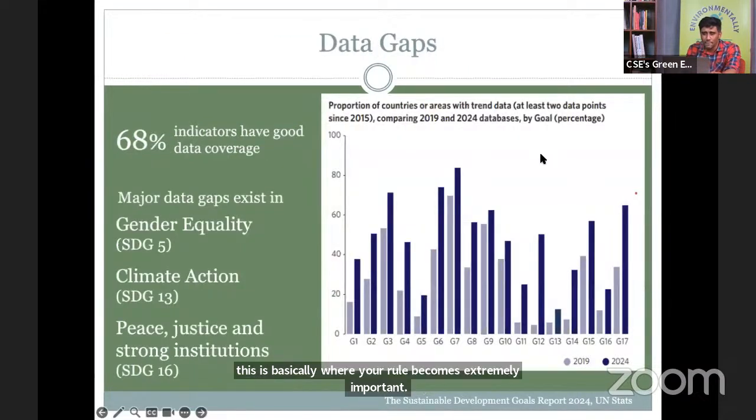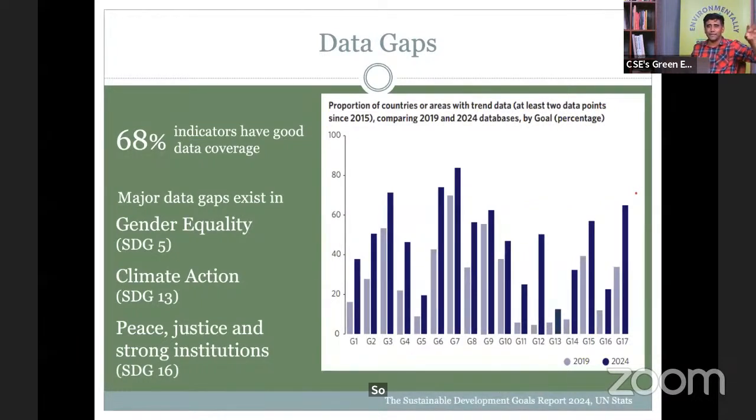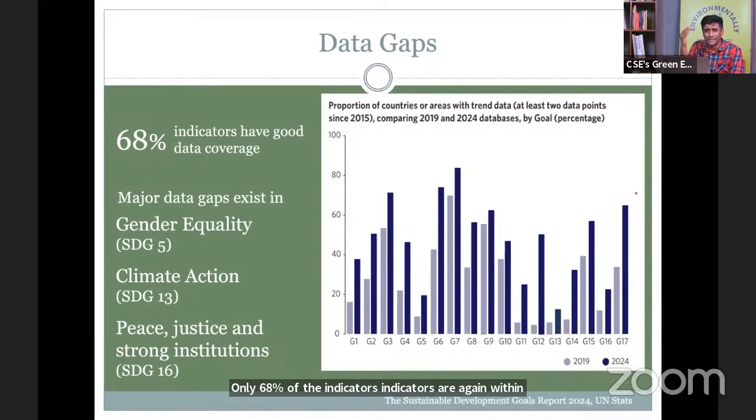So moving ahead, one of the problems that we talked about was that we don't have indicators. The other problem that the world is facing right now is that there are massive data gaps. So basically, some countries are coming up with information on that indicator. Some countries are not. So if you look at it, only 68% of the indicators within the SDG goals, we are talking about the 190 odd indicators that are there, out of them, in 68%, good data is not available from all countries across the world.